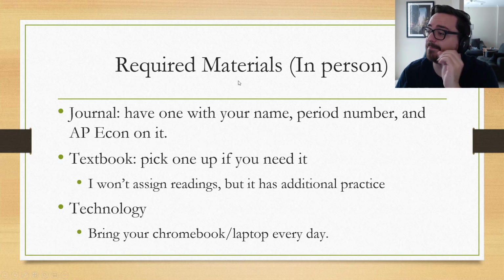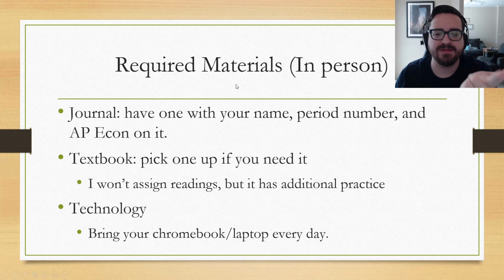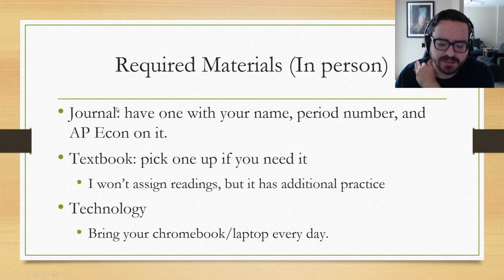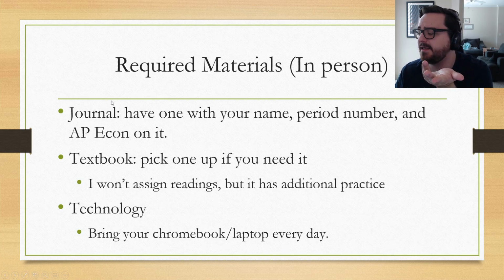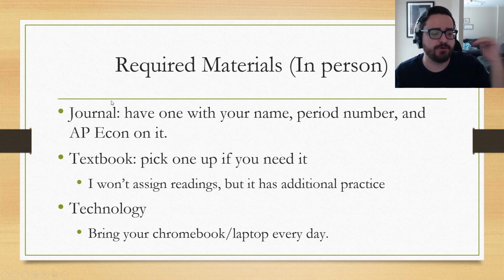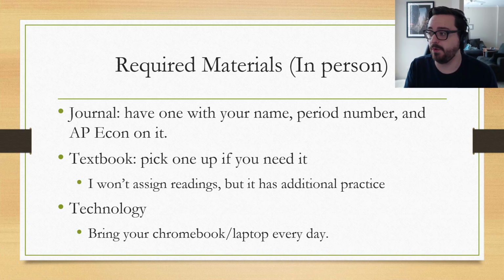For those of you that are in person, you need to have a journal, with name, period, AP Econ on it. If you're a remote student, I recommend having a journal. Having hard copy physical notes is super helpful here. There's a lot of things that you need practice writing down, drawing down, doing. It's like a math class in that you can watch a math teacher do a formula on the board until your eyes bleed. You won't know how to do it until you're actually doing it. So writing it down will help you understand that concept a lot better.